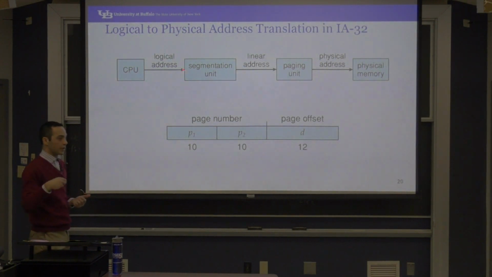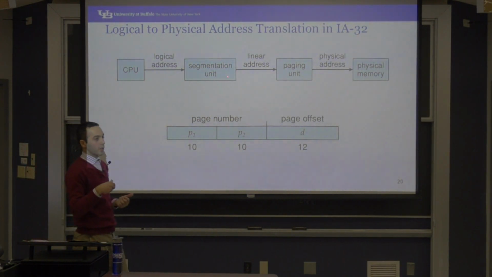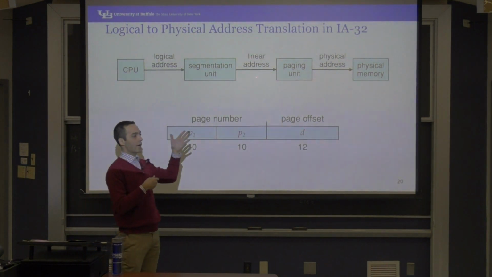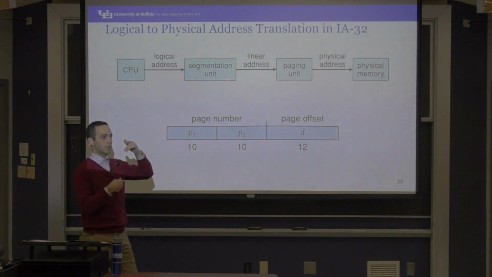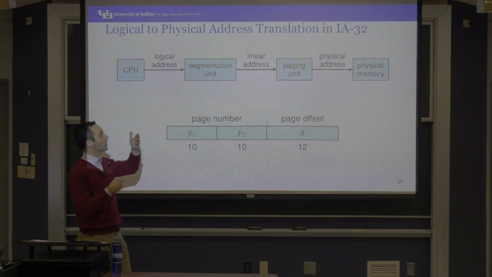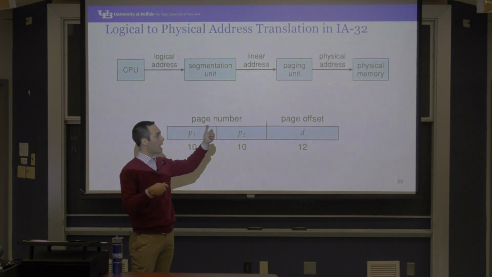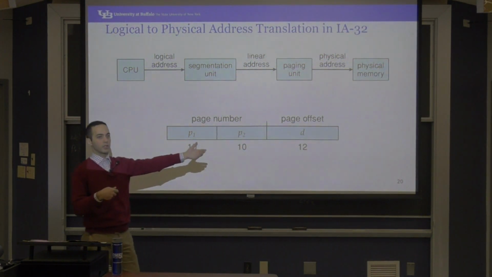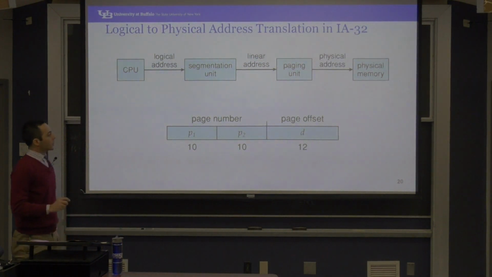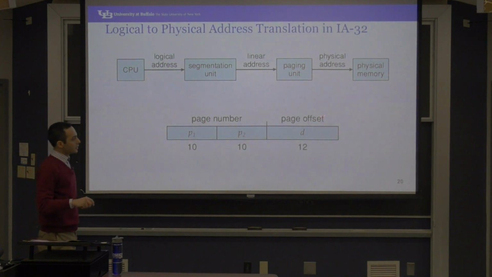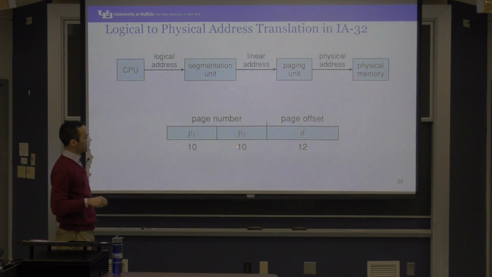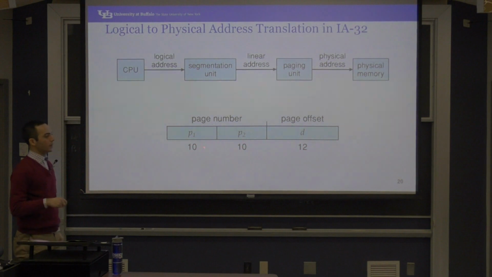The CPU generates one logical address. It first goes to the segmentation unit. Depending on which segment it wants to access and which address within that segment, it turns into a linear address. That linear address is still in the user address space. So it goes into the paging unit and then gets the actual physical address, and then you access the memory to retrieve something. So the 32 bits are basically divided into this: page offset and page number, 12 bits, 10, and 10.